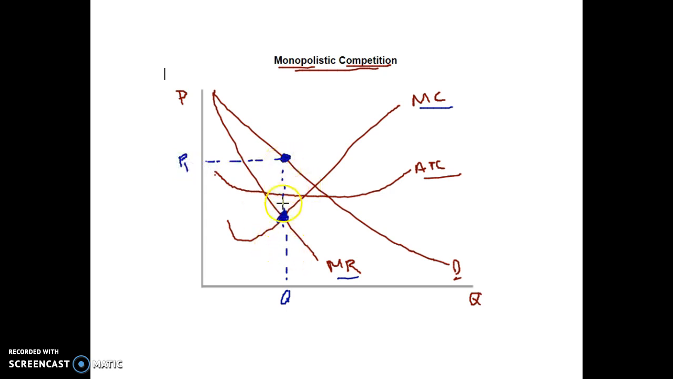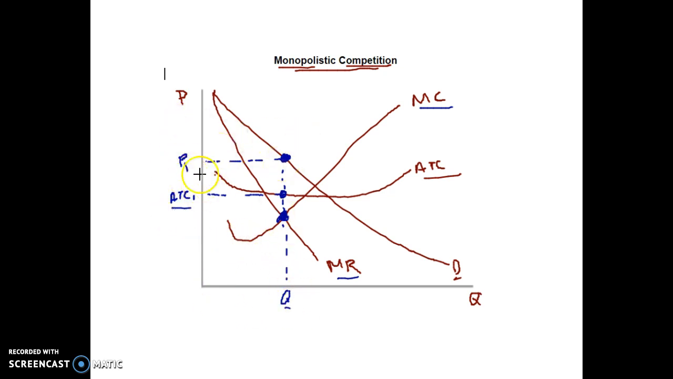Now, as I was dashing up, I came across another intersection with ATC, and this is actually going to give me my average total cost at that quantity. When I have my average total cost, I know that ATC times quantity is going to equal cost. So it's going to be this box right here. When I have my price and my quantity, I know that my total revenue is going to be price times quantity, so this big box right here.